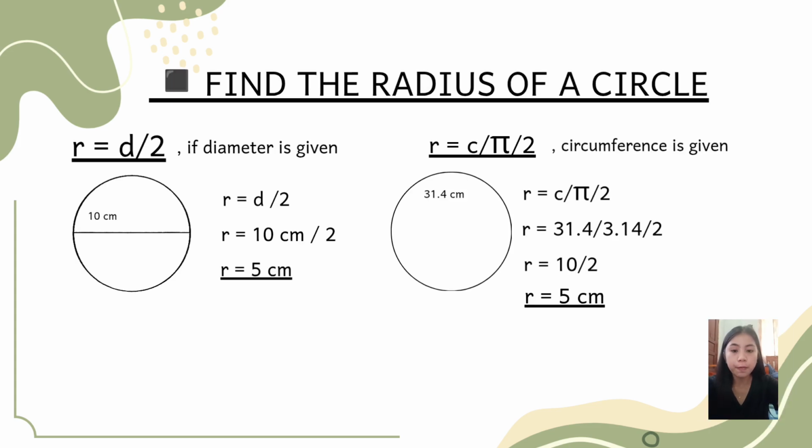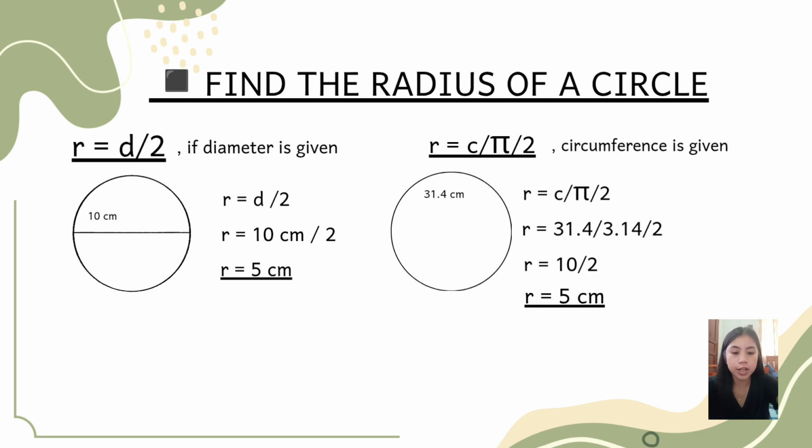Next, if we're going to find the radius of a circle and the diameter is given, we're going to use the formula radius equals diameter divided by 2, the half of a circle. So if the diameter of a circle is 10 centimeters, radius equals 10 centimeters divided by 2, so radius equals 5 centimeters. That is the radius of a circle.